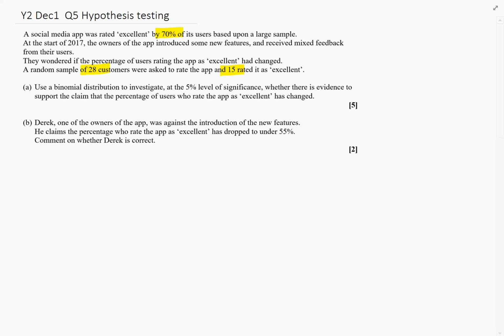Okay, so it helps us out a little bit. It tells us it's a binomial distribution. The significance level is 5%. Okay, so let's make a note then. This is a binomial distribution. The sample size is 28. So there's 28 trials, and the probability of being rated excellent is normally 0.7.